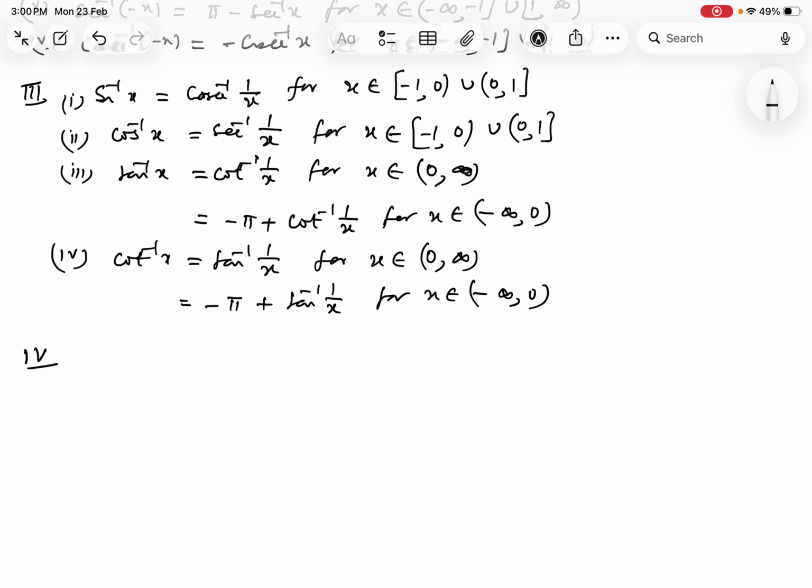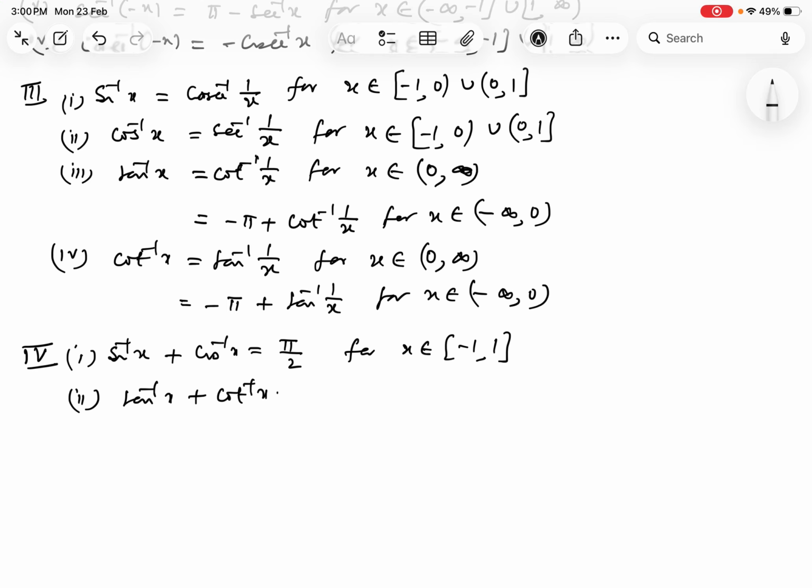Now the fourth result, very, very important: sine inverse x plus cos inverse x is always equal to pi by 2 for all x belonging to minus 1 to plus 1. Second result in this is tan inverse x plus cot inverse x is also equal to pi by 2 for x belonging to minus infinity to plus infinity.